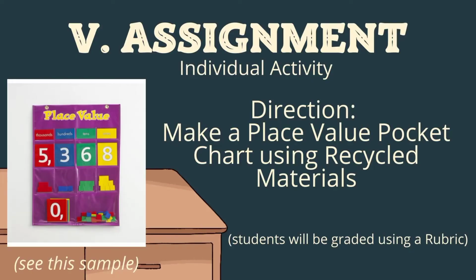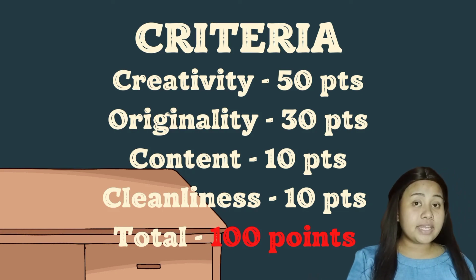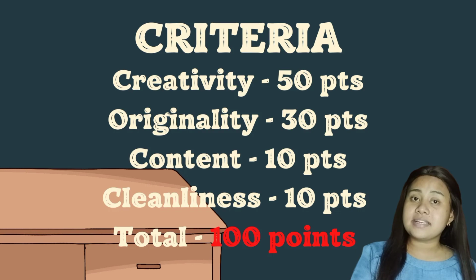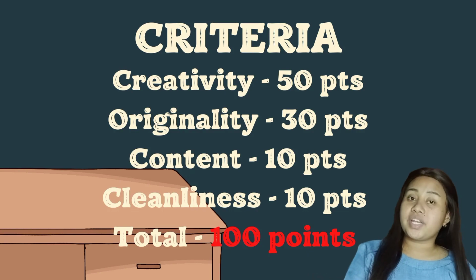Now it's near the end of our discussion. Allow me to give you an assignment to do at home. For your assignment, this is an individual activity. Direction: make a place value pocket chart using recycled materials. See this example. You will be graded using criteria: creativity and innovation, 50 points; originality, 30 points; content, 10 points; and cleanliness, 10 points. A total of 100 points.